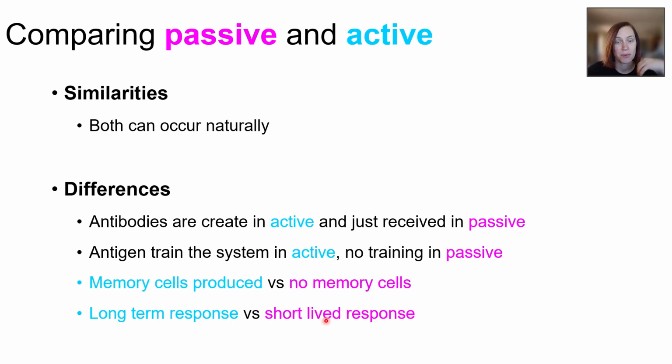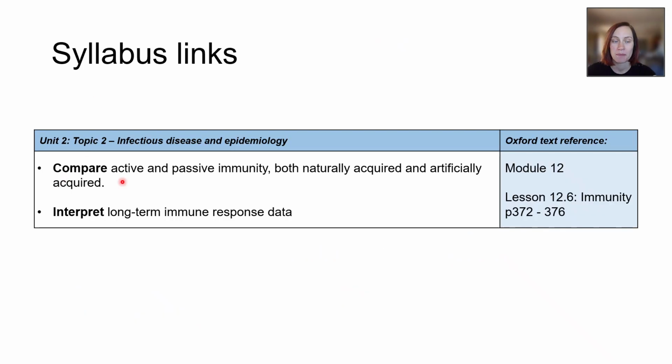If you are producing memory cells, you would expect that there would be a long-term response, whereas with receiving antibodies passively, you're only going to use the antibodies as you have them, and then they will degrade in the system. Again, comparing active and passive is the main point here, and you really do need to understand your specific adaptive immune response to understand what's going on with the active part and understand really what antibodies are in the first place.